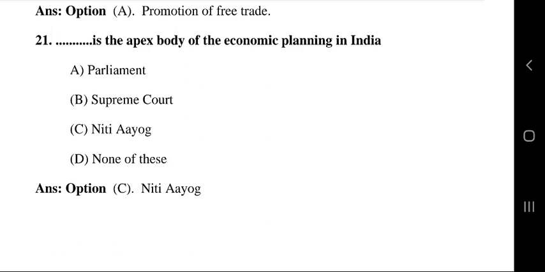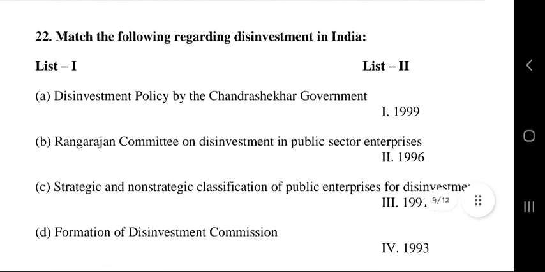Mainly, there are three aims of Niti Aayog: federalism, monitoring and evaluation. What are the three aims of Niti Aayog? Federalism, monitoring and evaluation.